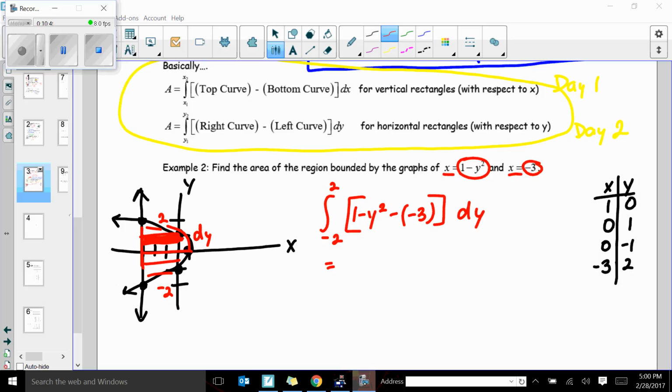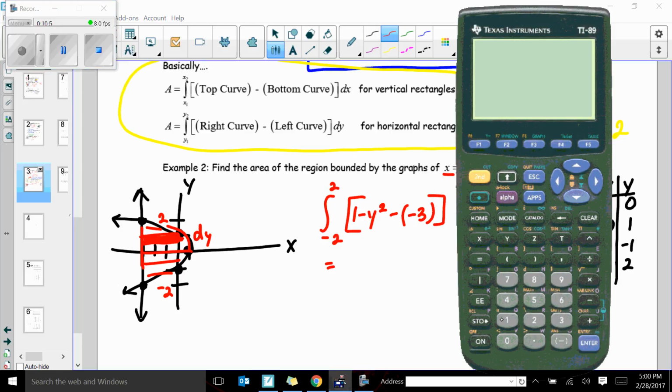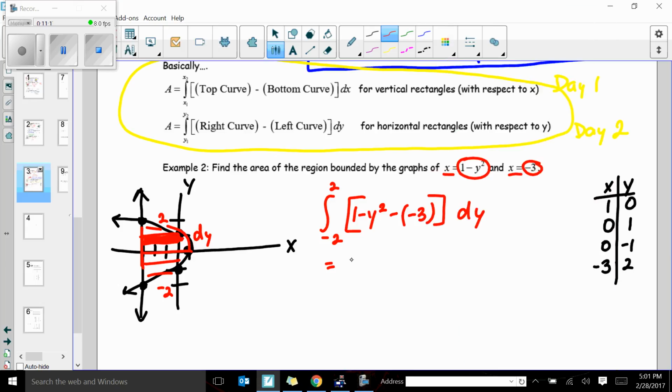If you wanted to do it in the calculator, what you would need to do is go to the calculus menu. You go integrate. So 1 minus y squared. And you can type in minus -3, or seriously, you can just type in 3. Okay, comma, y, comma, -2, comma, 2. Okay, and you get 32 over 3.